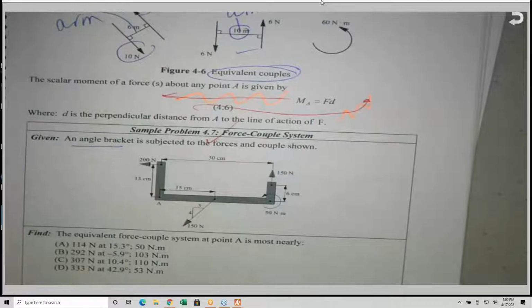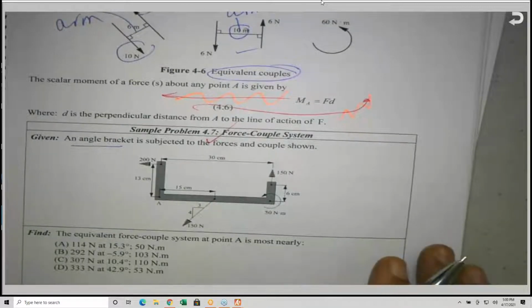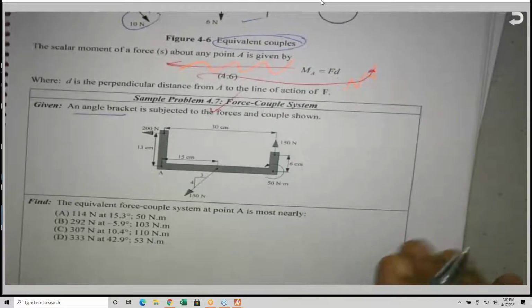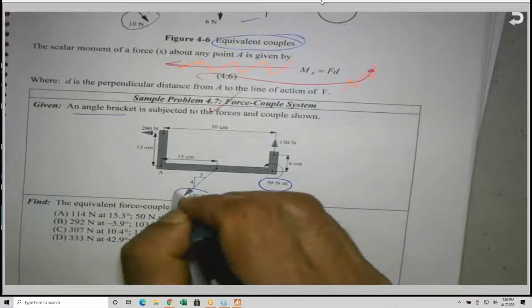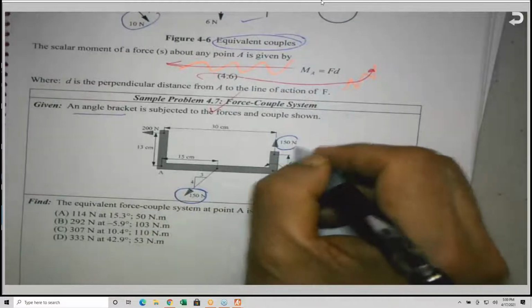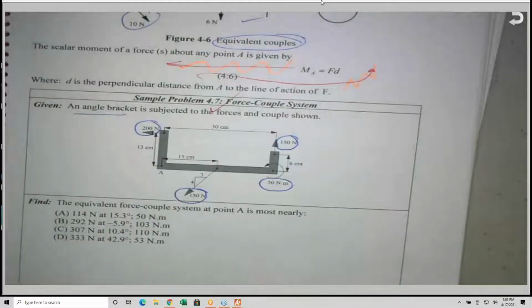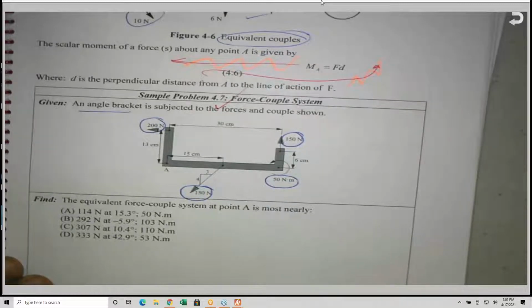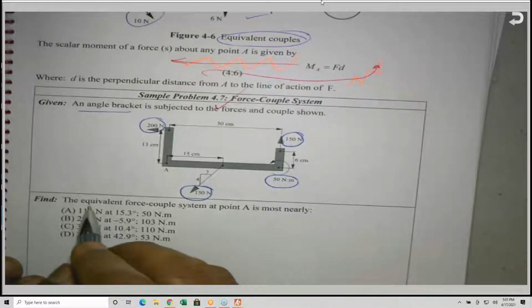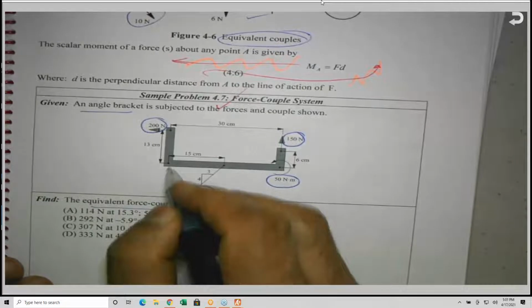If you look at this bracket here, or this angle bracket, it is subjected to forces and a couple as shown. So I have a couple here, I have a force here, a force here, and a force here. And the dimensions are given as shown. And the question is, the equivalent force-couple system at point A.